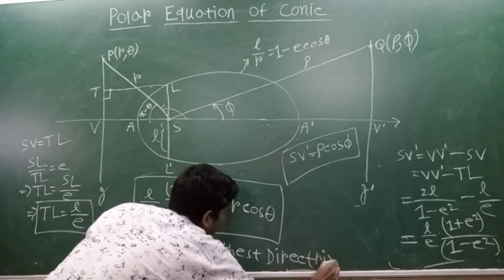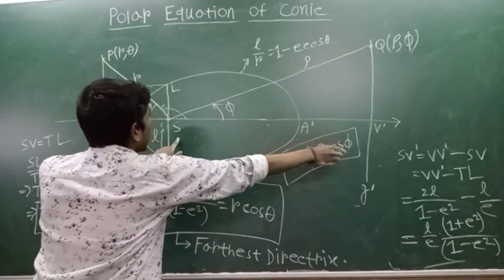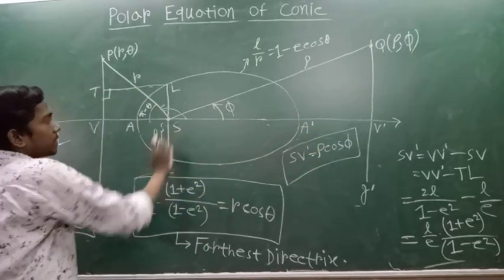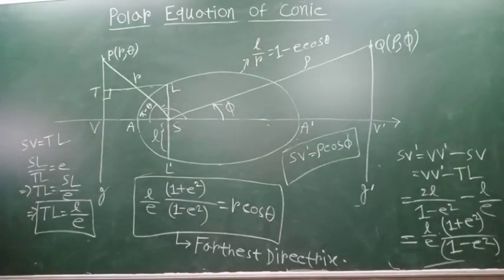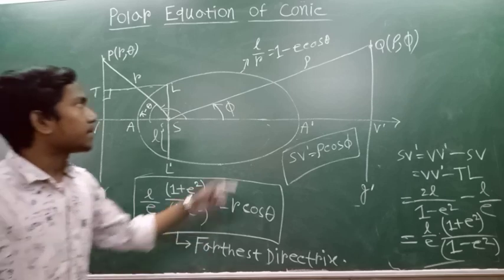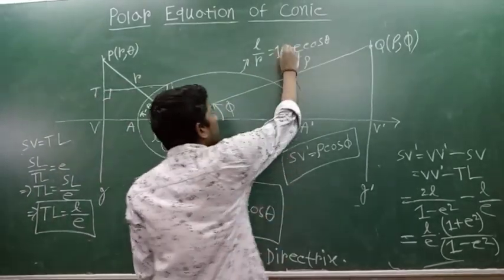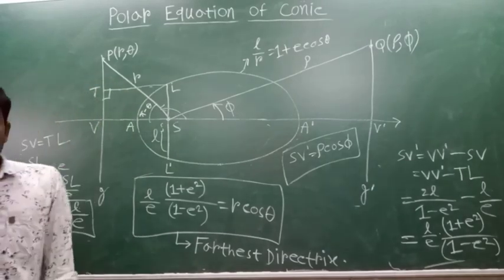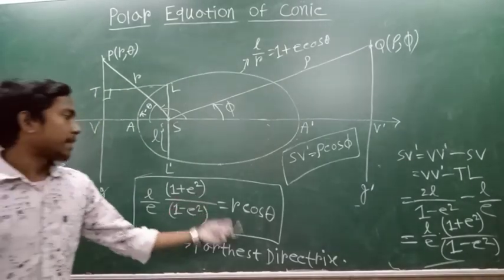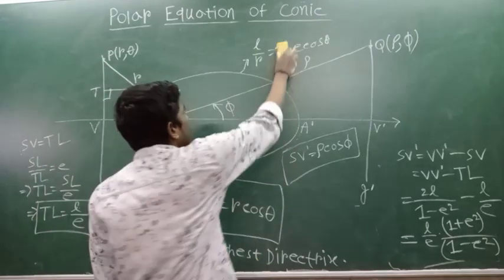Equation of the farthest directrix. Farthest means this directrix is located far from the focus. Now there is a homework for you. Already I have told you that there might be two equations of this conic. So if the equation of the conic is given as L by r is equal to 1 plus e cos theta, you have to find the equation of the farthest directrix. Okay, this is the homework for you.